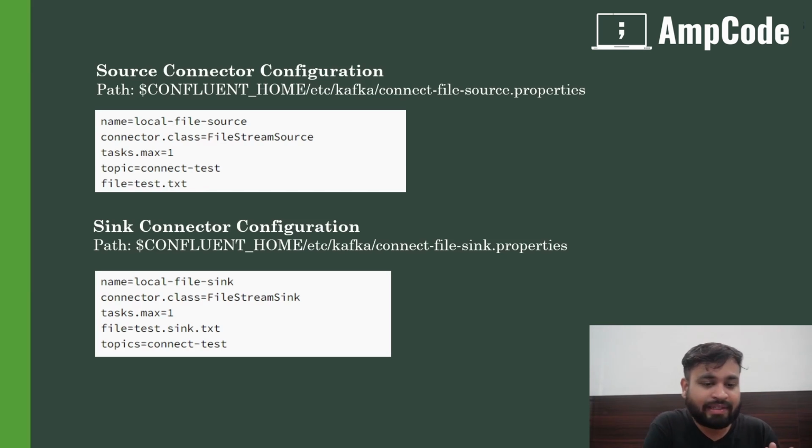As you can see, the name of our sink connector will be local-file-sink, and we have to define the testsink.txt file. This is our destination file, and our topic is the same, which is connect-test. Once the data is present in our topic, it will get written to our testsink.txt file.